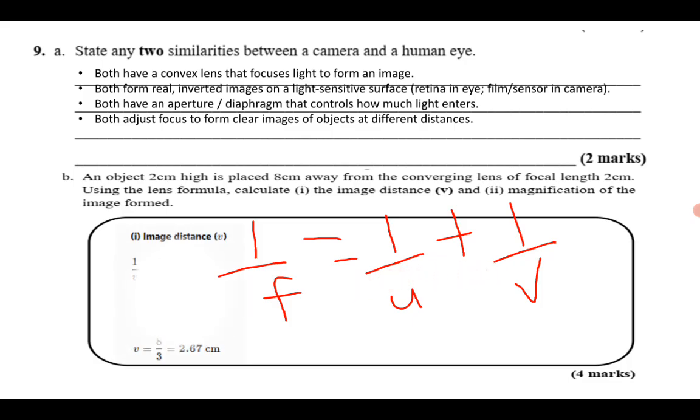So all you have to do is make 1 over v the subject and substitute the given values. f is 2. So we are saying f, the focal length, is 2 centimeters. Yes, put it in, substituting.